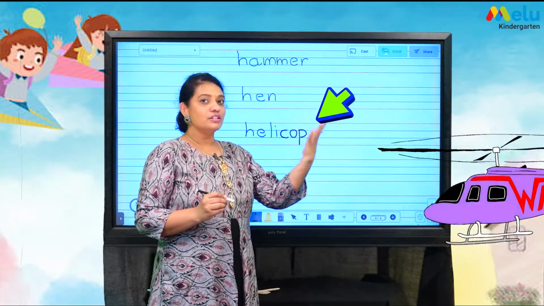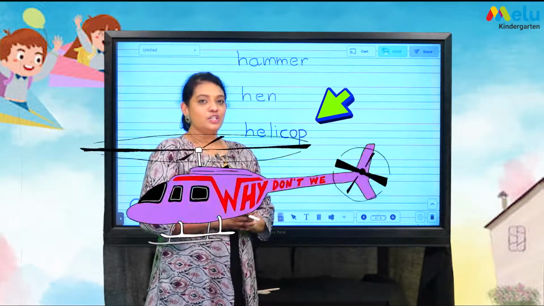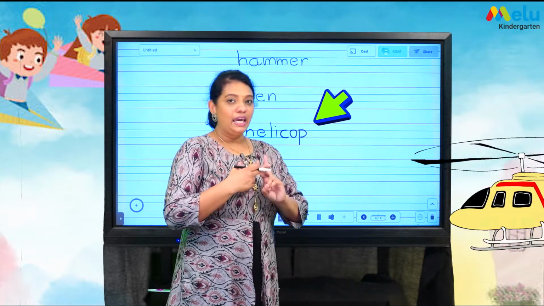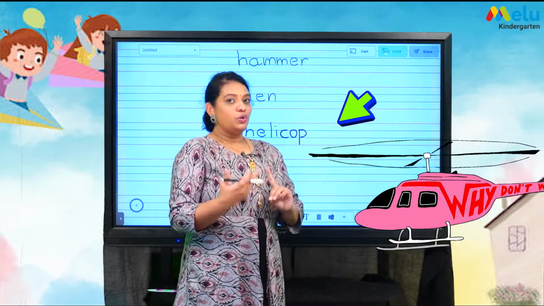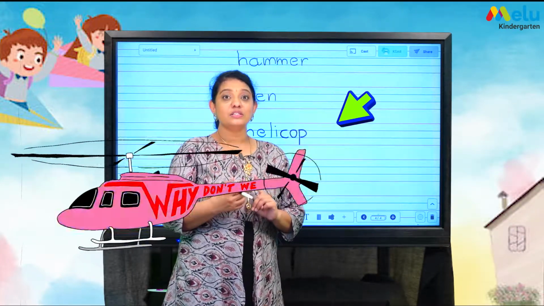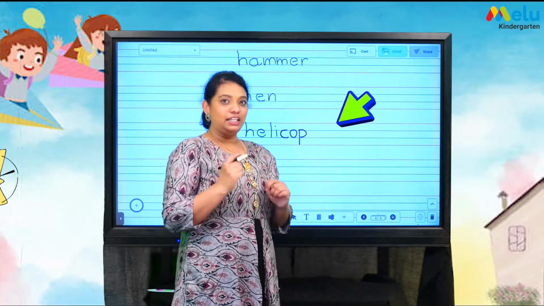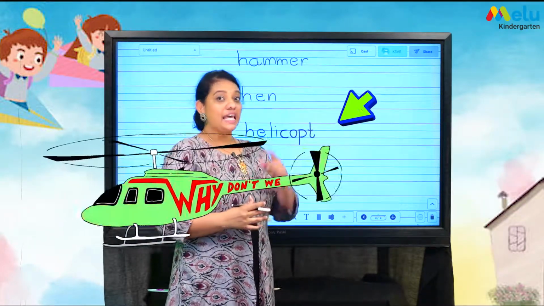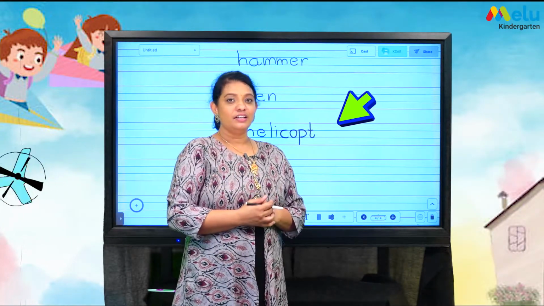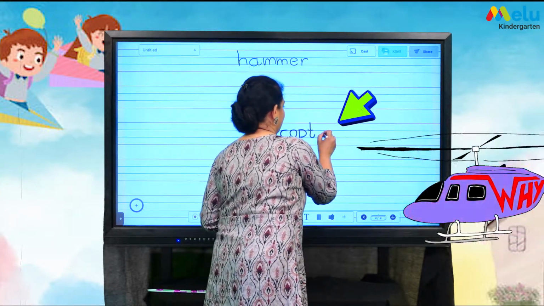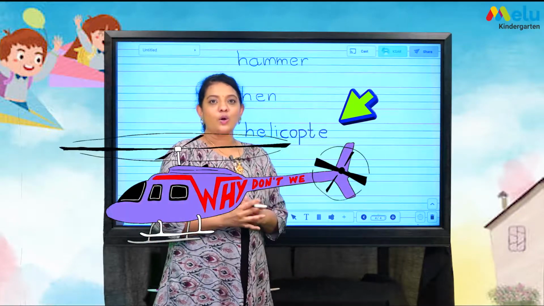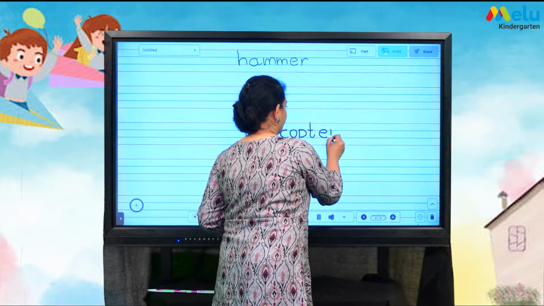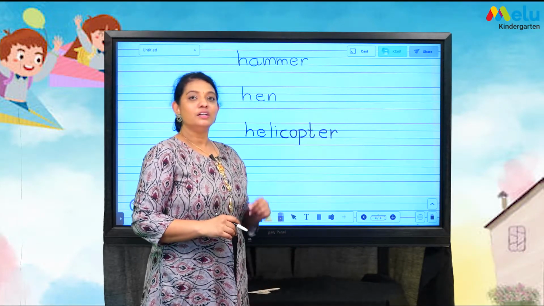Helicop. And the fourth syllable is ter, right? So how many sounds are included in the syllable? Which is T, A and R, right? So you have to tell me which letter sounds T. Yes, it is T, right? T. And the second sound is A. Which letter sounds A, children? Yes, it is E. And the last sound is R, right? So we should write R. So we are done with the total word.